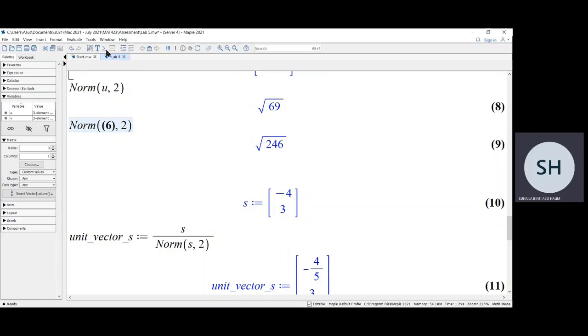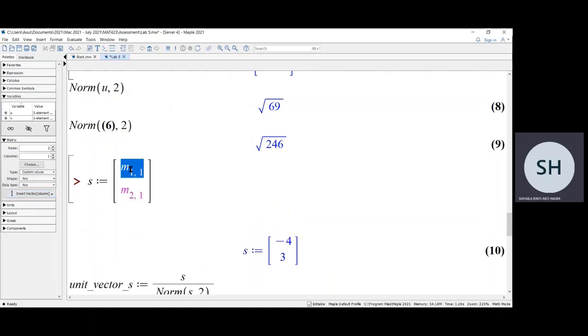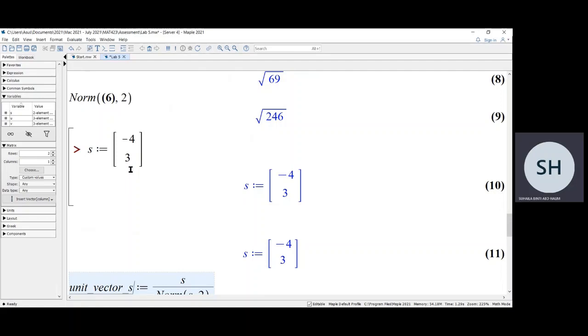Actually, for this part, we want to define vector S. Since we want to define S in R2, our row should be 2 and the column should be 1, because we want to present a vector, and define it to be -4 and 3. So this is our vector S.